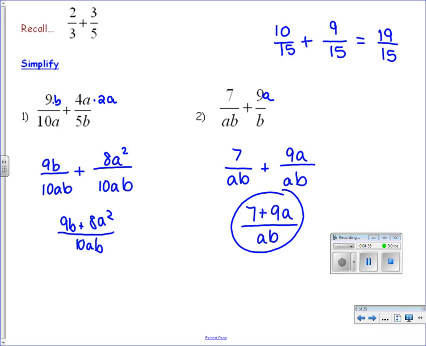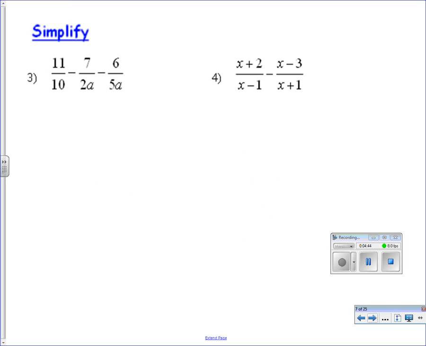Okay. Questions so far with adding and subtracting? Okay. Yeah, I know some of the ones coming up are really exciting. Okay, number 3 isn't so bad. They don't get really cool, I think, until 4, 5, and 6. So for number 3, what would be your common denominator? 10a.